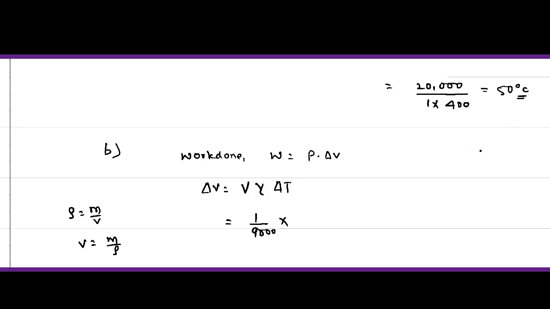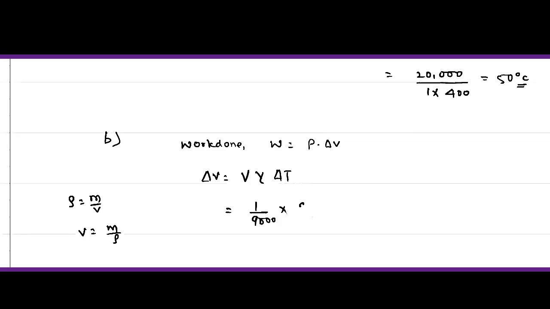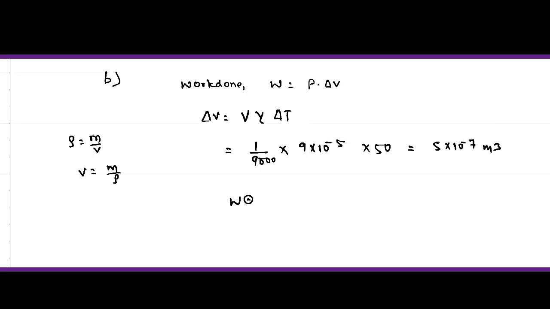The value of gamma is given here, that is 9 multiplied by 10 raised to the power minus 5. And delta T is 50 degrees Celsius. On solving, this value comes out to be 5 multiplied by 10 raised to the power minus 7 meter cube.